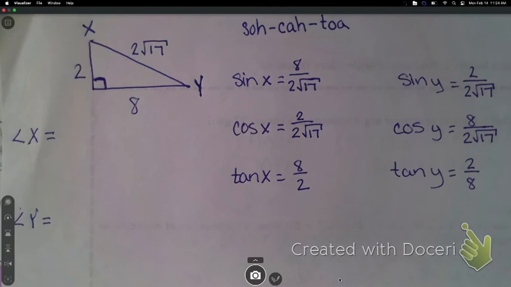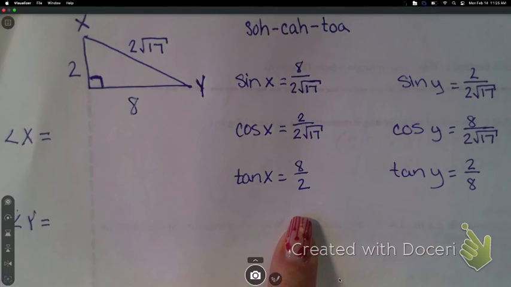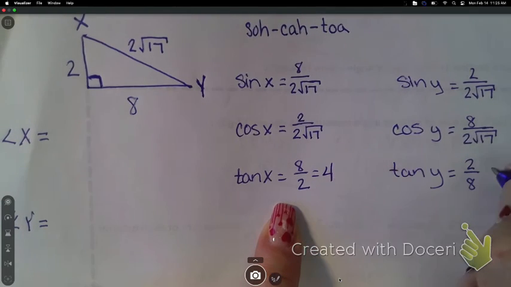So, did you get that the sine of X should be 8 over 2 square root of 17, cosine should be 2 over 2 square root of 17, and tangent should be 8 over 2? Did you get that? Okay. So for Y, you should have sine of Y is 2 over 2 square root of 17, cosine of Y is 8 over 2 square root of 17, and tangent is 2 over 8. Did you get that? Okay. What do you notice, guys? They just flip. The tangents can be simplified into 4 and 1/4.